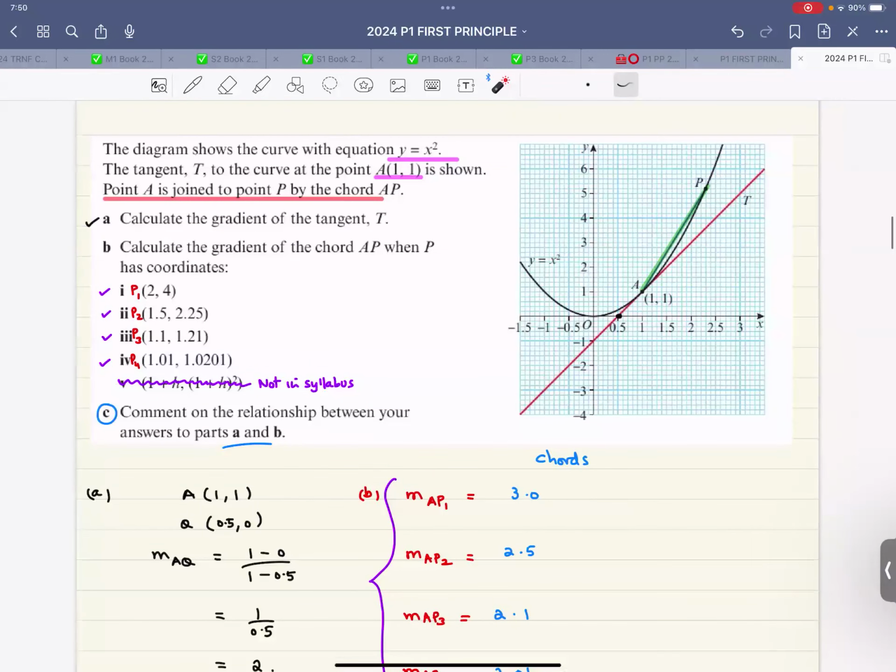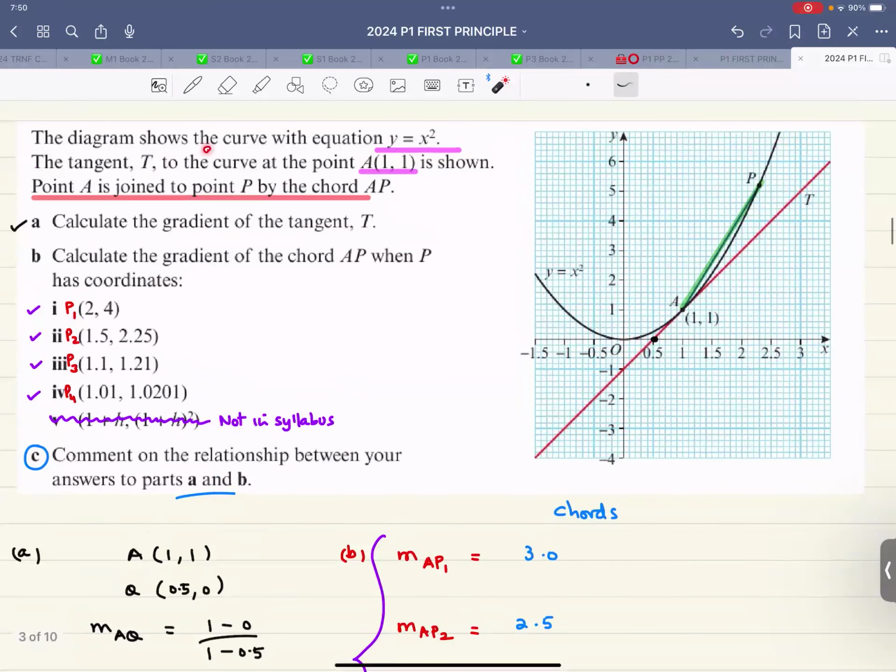Now the question says, the diagram shows the curve with equation y equals x squared. The tangent T to the curve at the point (1, 1) is shown. So this is the point (1, 1). Point A is joined to point P by the chord AP. Calculate the gradient of the tangent T.